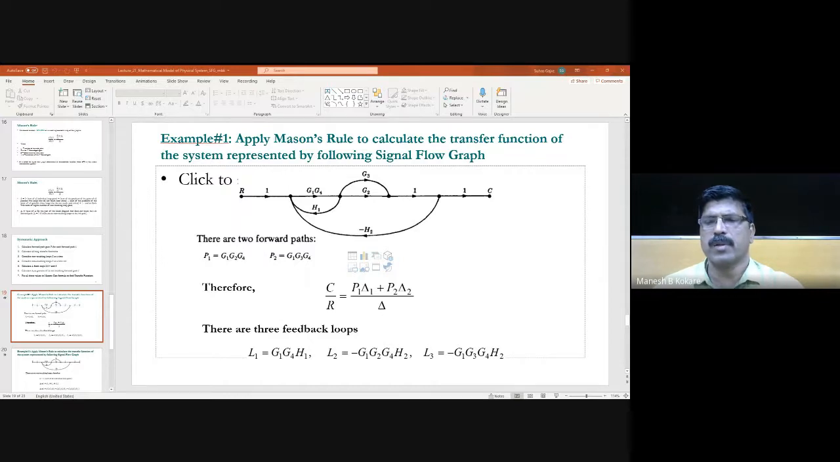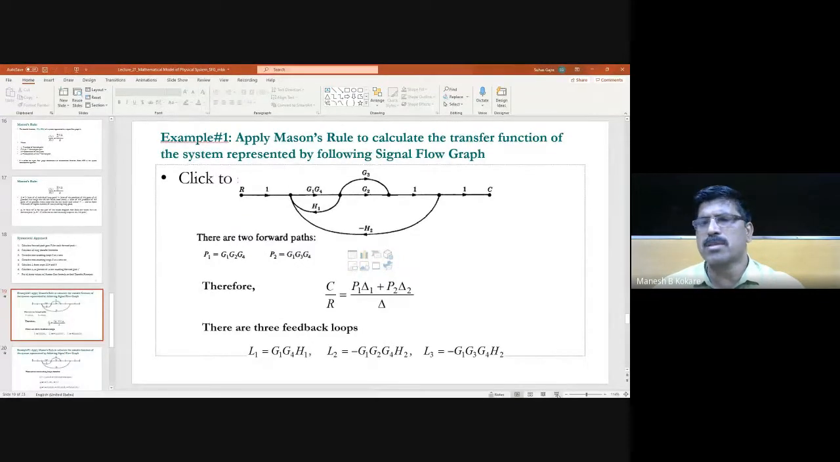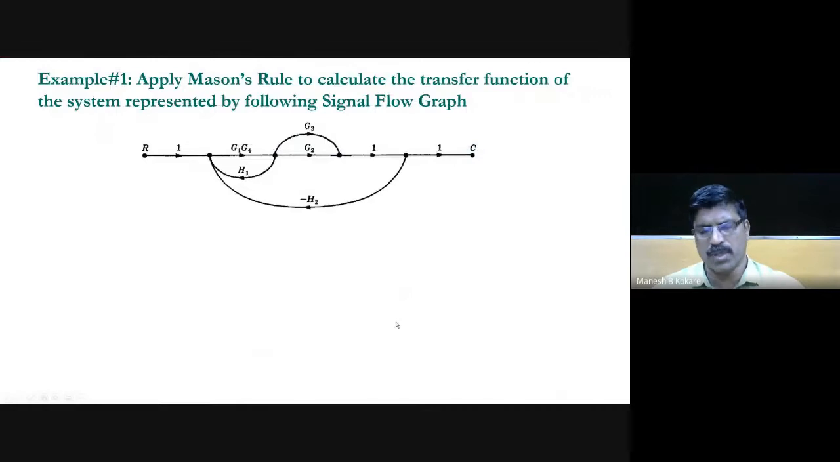Okay, so look at this one. This is the first problem we are going to take. Have you understood it? Let me know. Have you understood Mason's gain formula? It will be more clear with an example, right? Shall I take the example?